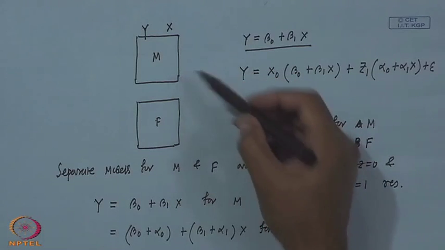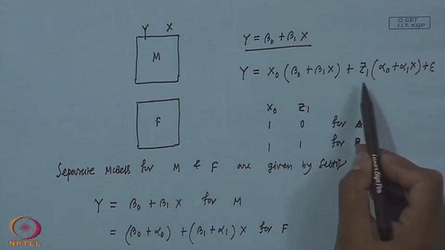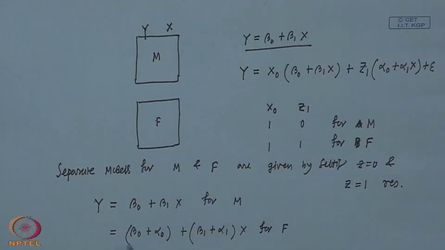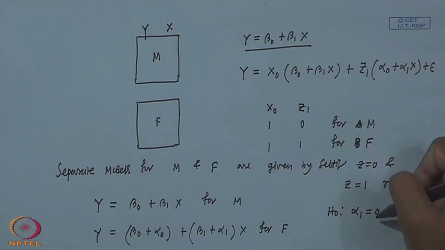If the data are given in two sets, you fit this model, which is equivalent to y equal to beta naught plus beta 1 x for male and y equal to beta naught plus alpha naught plus beta 1 plus alpha 1 into x for female. Then you test the hypothesis, say H naught: alpha 1 equal to 0. Testing whether alpha 1 is equal to 0 or not is basically testing the appropriateness of whether two parallel straight lines can be fitted for two sets of data.